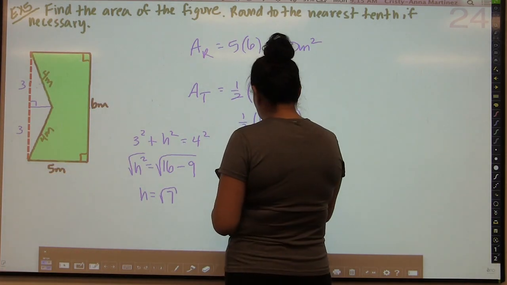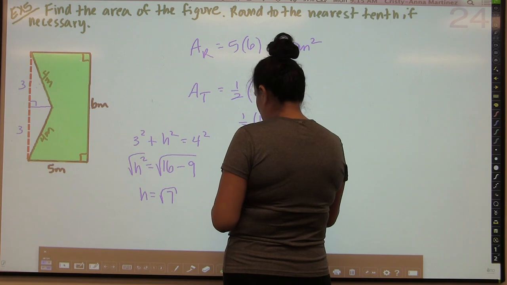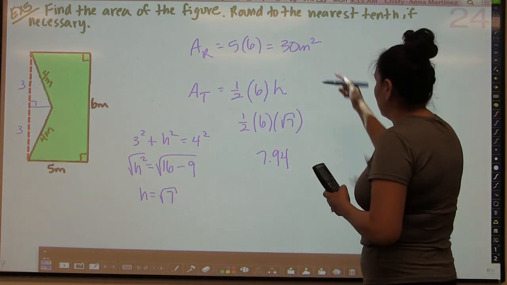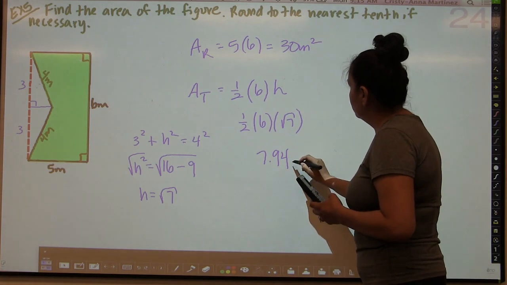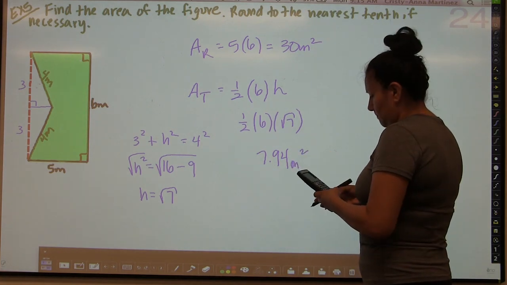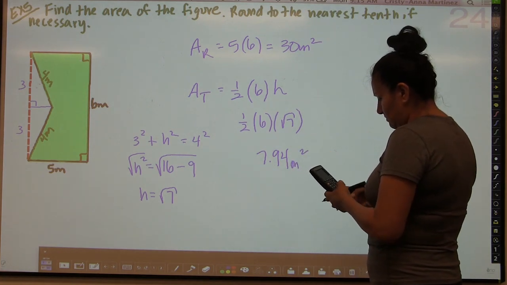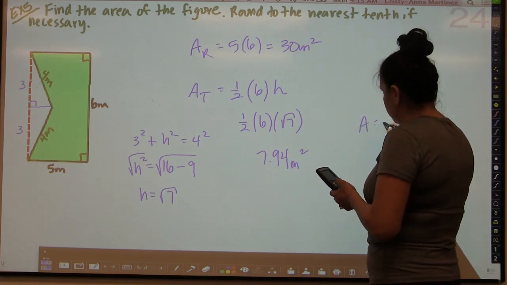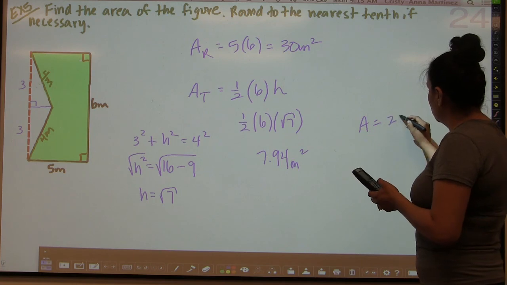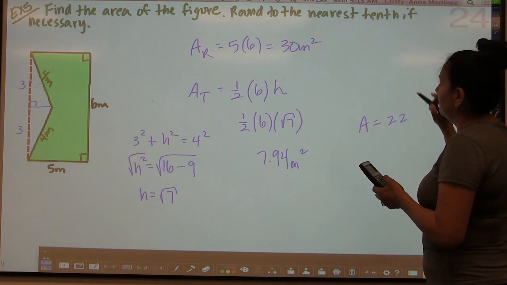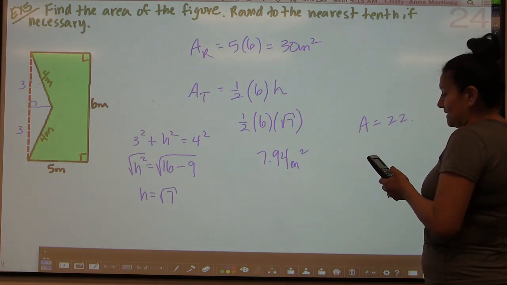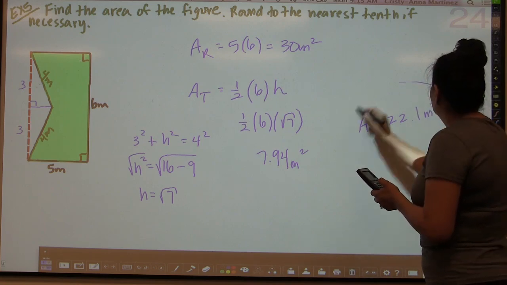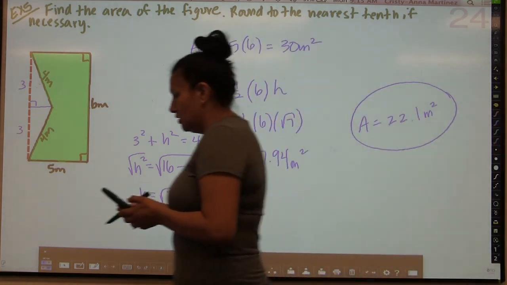And we're going to get approximately 7.94. And so we're going to subtract that from the 30. So 30 minus my answer is basically approximately 22. It says round to the nearest tenth, and then there's a 22.06, so 22.1 meters squared.